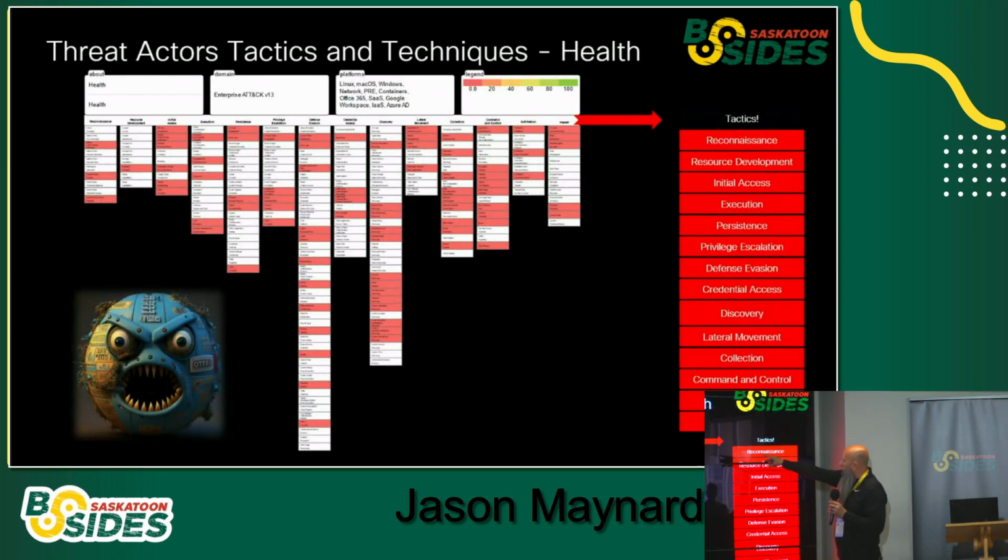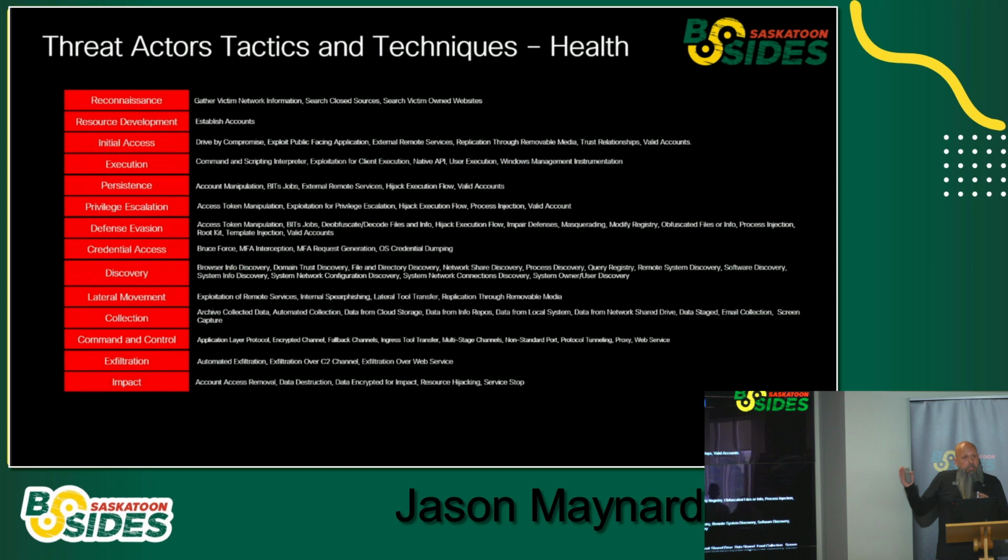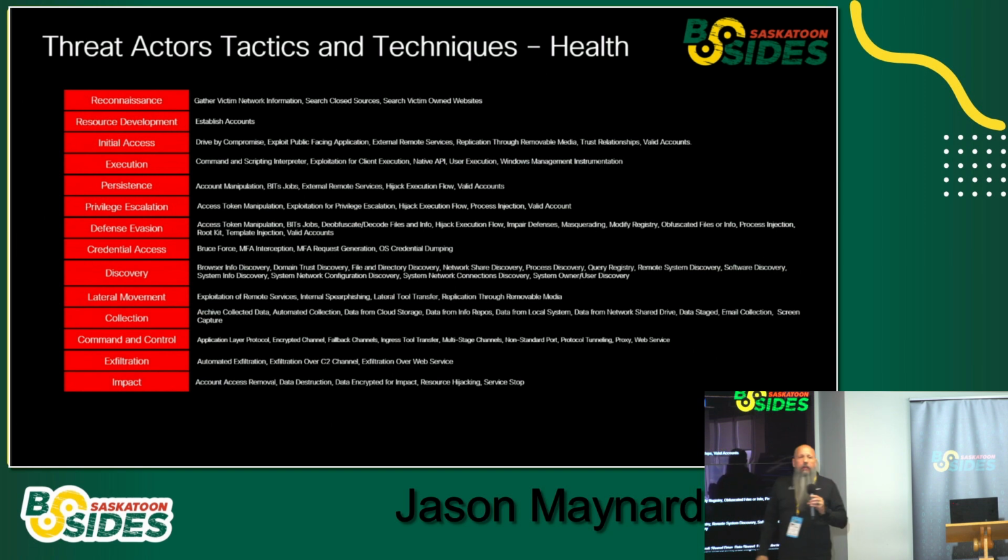I've got all these little red boxes here, which are the capabilities of all 14 threat actors. So if you look here, from reconnaissance all the way down to impact, they have a capability. So when I look at the techniques now, on the right side, I can start lining them up and looking at where my controls should be.